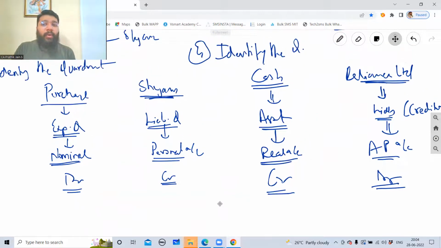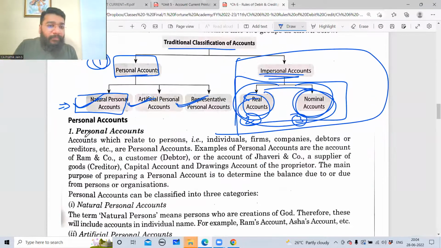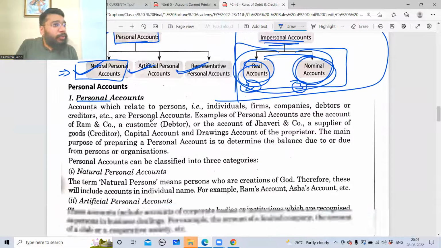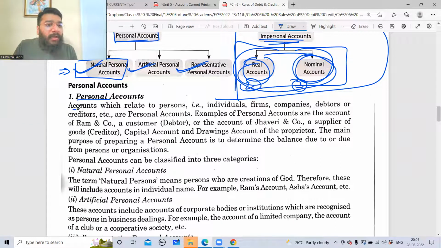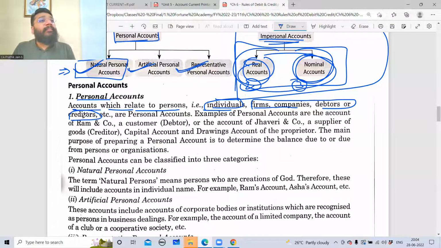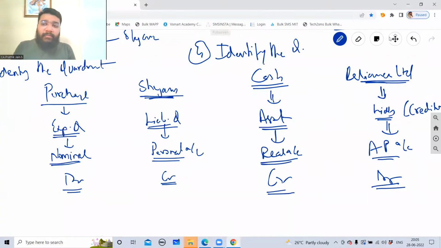So are you able to understand what is personal account, what is artificial personal account, what is natural personal account? Personal account means accounts which are related to a person, that is individual, firm, company. So individual is a natural personal account. Firms, companies, debtor, creditor, all these are natural or artificial personal accounts. For example, debtor can be both natural or artificial.